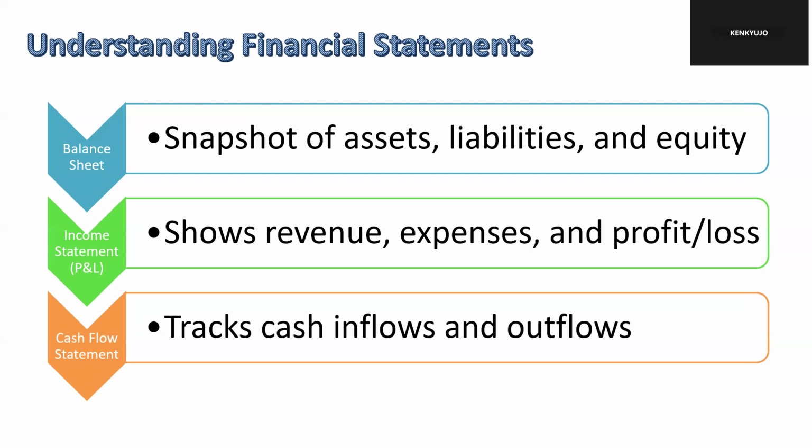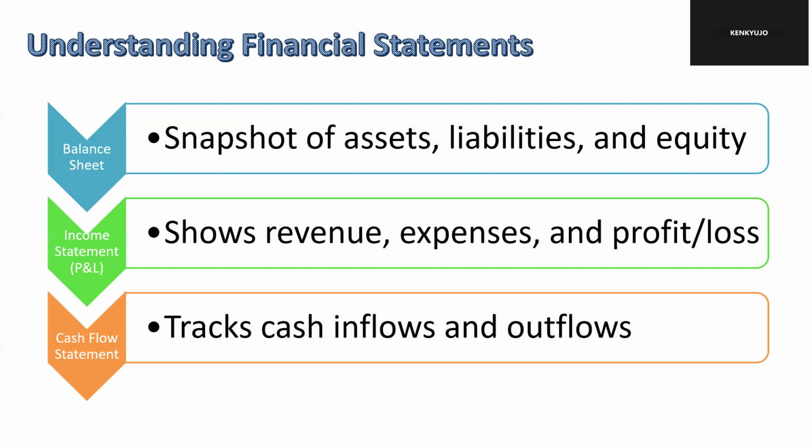Then the income statement. Usually we call this the profit and loss account, so I put P&L here. It shows revenue, expenses, and profit and losses. When considering profit and losses, it may be operating profit, net profit, or gross profit. So there are several terminologies. The income statement shows revenue, expenses, and profit and losses.